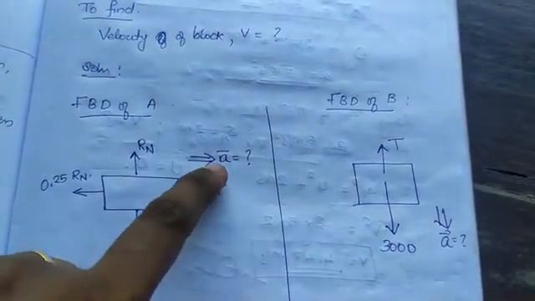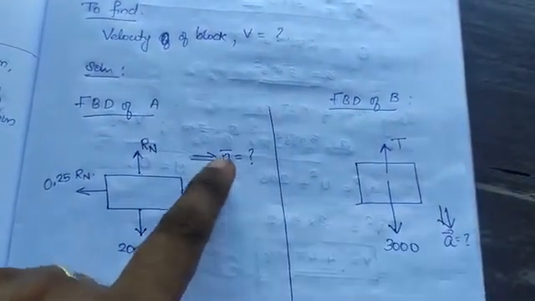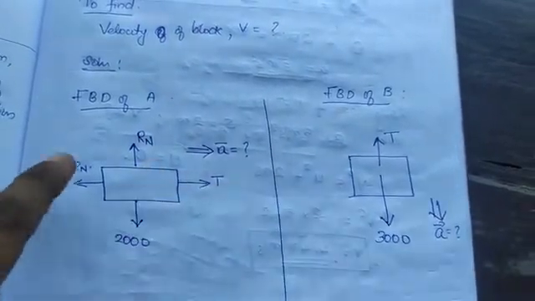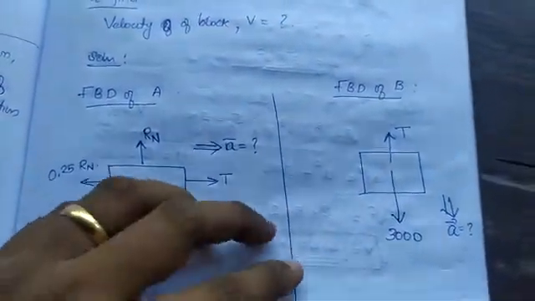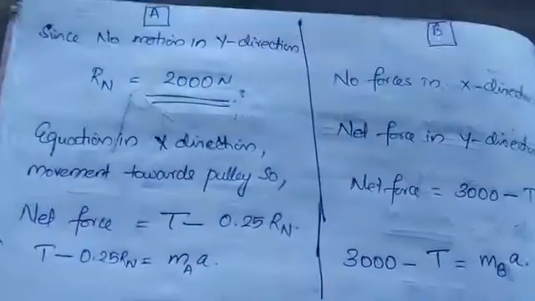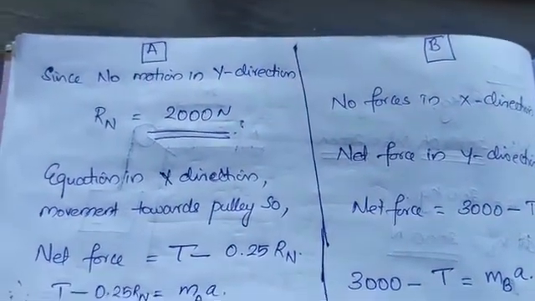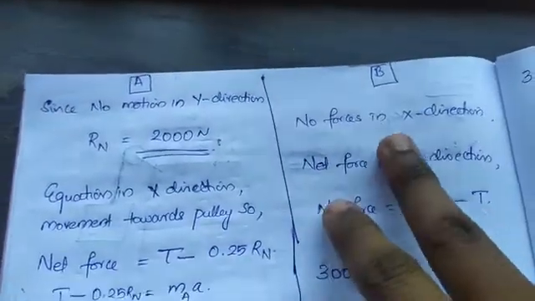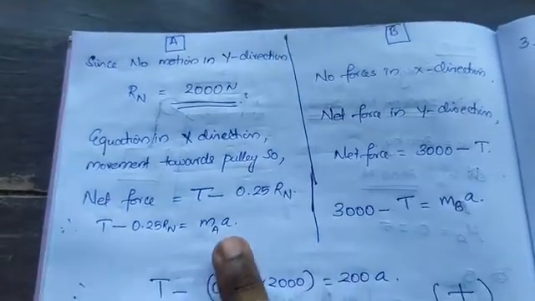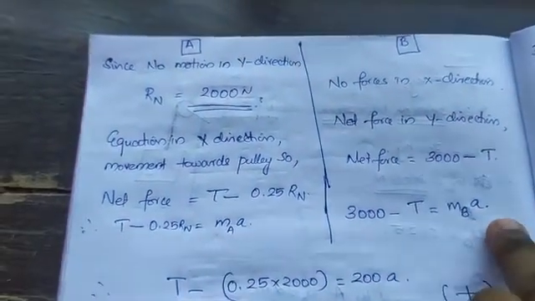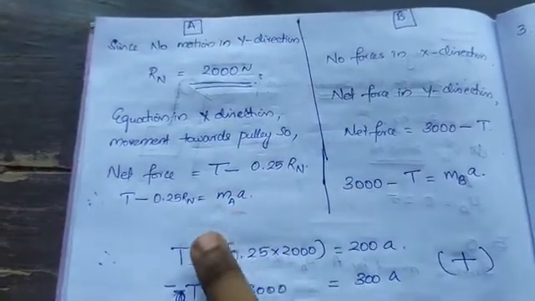Now the net force for A will be T minus 0.25 Rn, whereas for B, since acceleration is along this direction, 3000 minus T, which will be equal to ma respectively. Since there is no motion in the y direction, Rn is equal to 2000 Newton. Substitute this. Here also no force in x direction. Net force in y direction is 3000 minus T, which will be equal to ma into a and mb into a. You will equate these two equations.